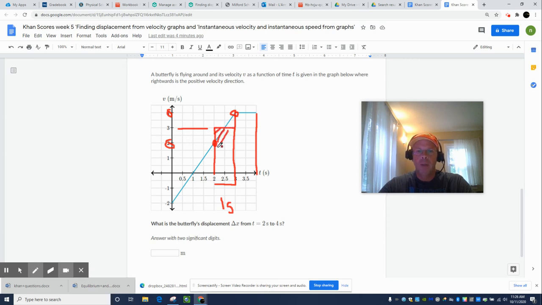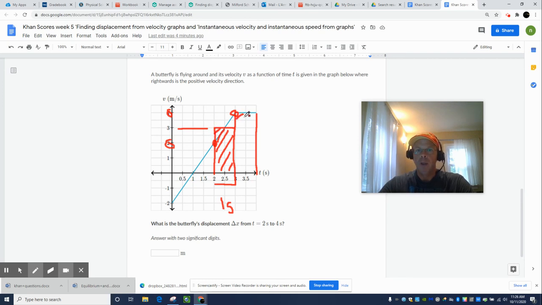And I think the way Khan explains it is area under the curve. So again, we could find the area of a trapezoid if we wanted, but all you're doing is finding the average velocity. You add up the initial, 2 meters per second, to the final, 4 meters per second, and then divide by 2, which is 3 meters per second.